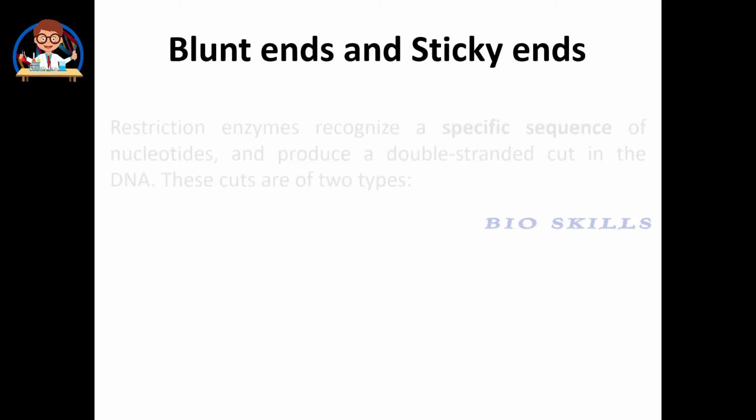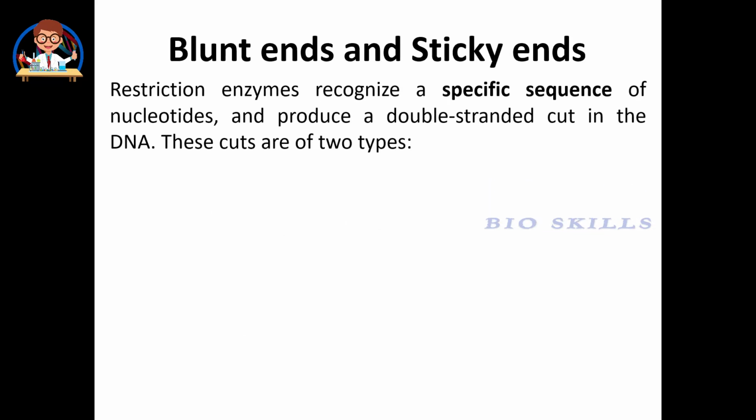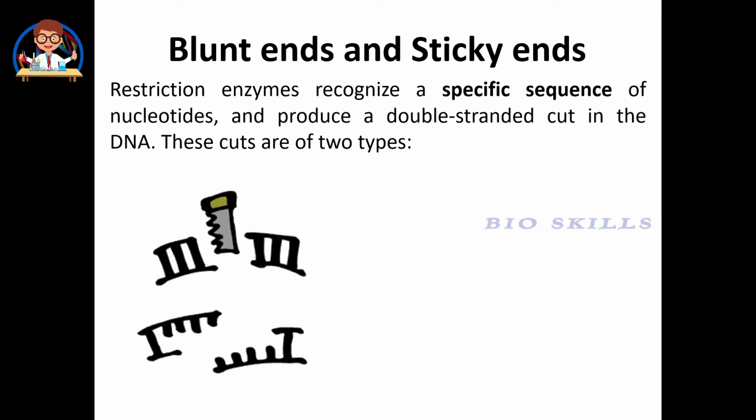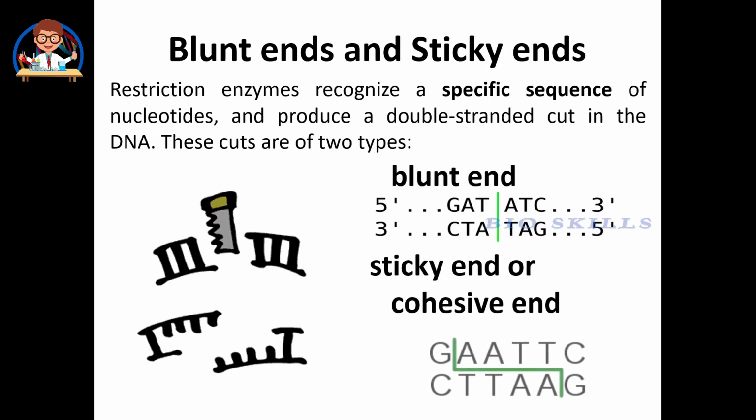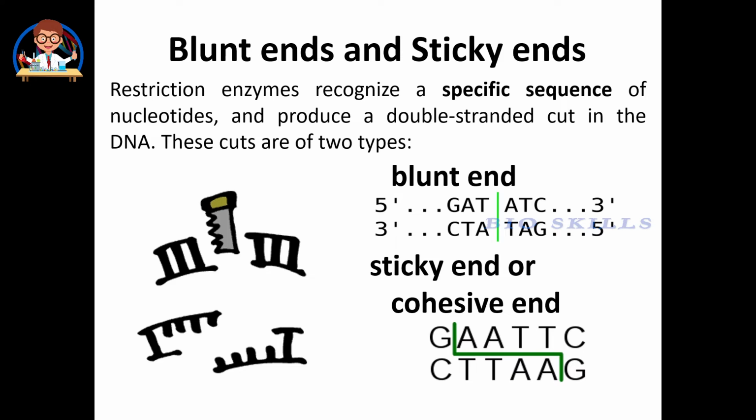Blunt ends and sticky ends. Restriction enzymes recognize a specific sequence of nucleotides and produce a double-stranded cut in the DNA. These cuts are of two types, blunt ends and sticky or cohesive ends. The examples are given here. The blunt end produces an equal cut. The sticky end produces an unequal cut.